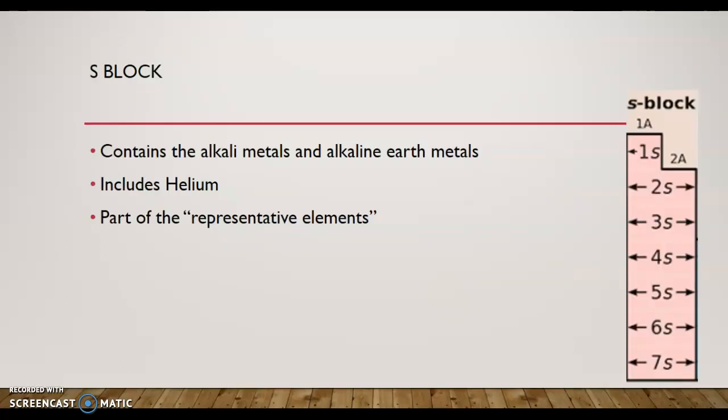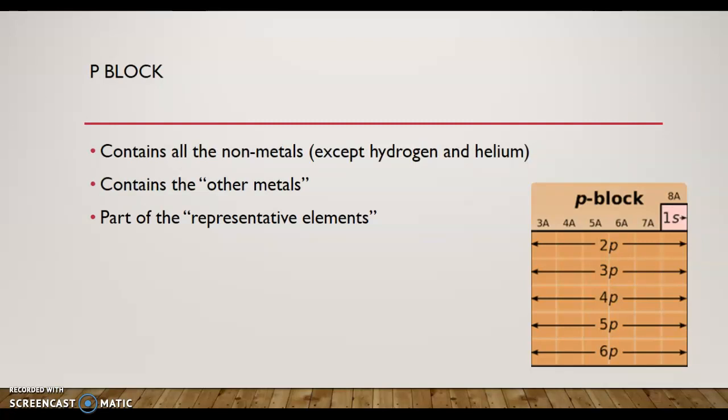Here you go. This includes helium for your S block. Helium actually moves over. Again, we'll talk about that later. This is one of two parts of what are called the representative elements. The second half of the representative elements is the P block. Again, that's groups 13 through 18. Now remember, helium here is going to move over to the S. And this contains the group called the other metals.